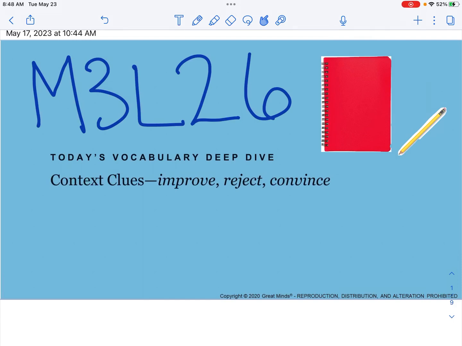Hi, second graders. Today we are doing the deep dive for Module 3, Lesson 26. I'm going to start by rereading a couple paragraphs from our book, Separate is Never Equal, on page 25. We are going to be listening for the word improve.